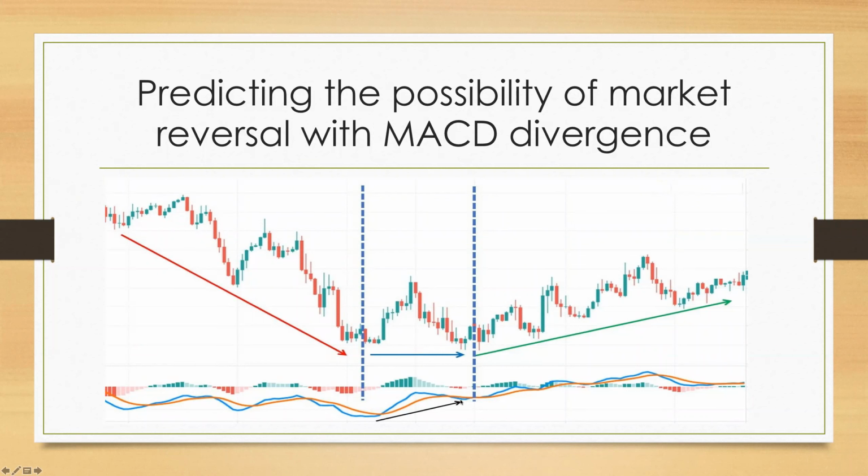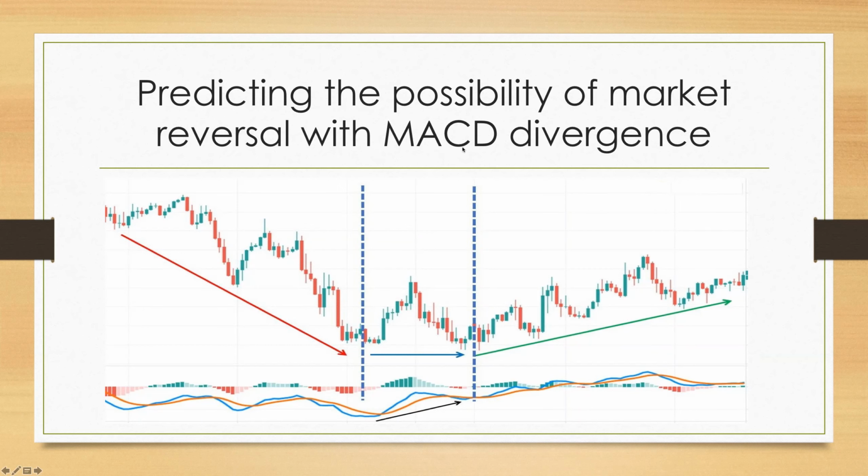Now that our MACD crosses the signal line from below to above, we see our trend starts going up in a bullish direction, and our MACD is also going up. Now we can enter that trade here. So divergence just indicates to us that the trend is about to change, possibly. That's why we are predicting the possibility of market reversal with MACD divergence.